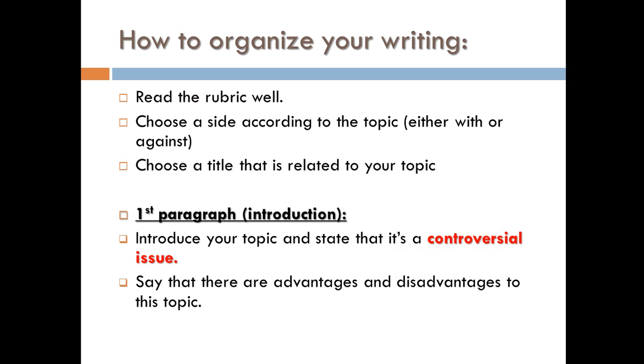Okay, so again, let us revise very quickly. How am I going to organize writing an argumentative essay? First of all, I have to read the rubric well. I have to choose a side. Either I'm with or against this topic, but I just keep my opinion to myself right now. And of course, I have to choose a title that is related to my topic. Then I start writing. The first paragraph is the introduction. Okay, what do?